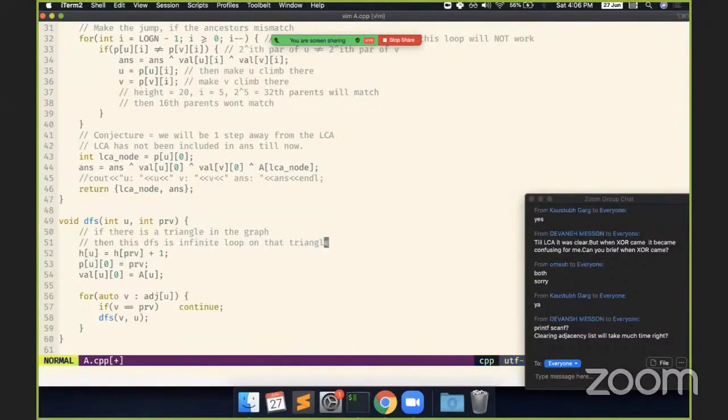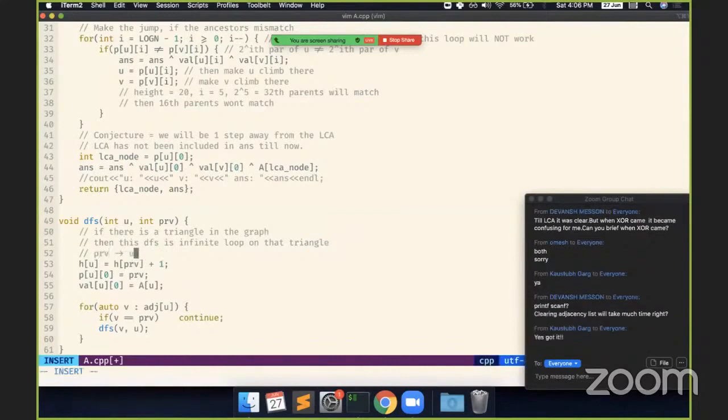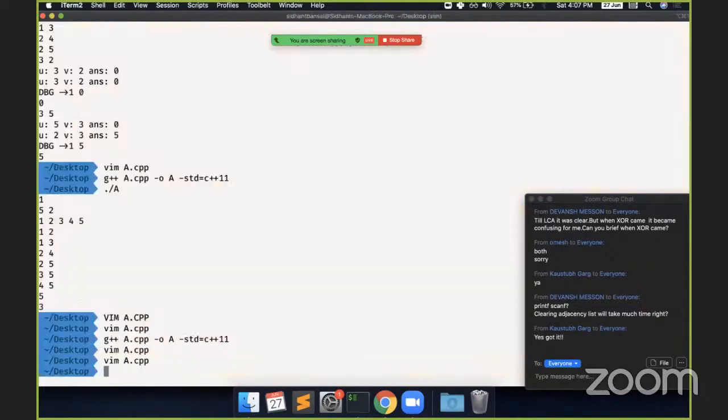I can keep going through that triangle again and again, because, let's say, Prev goes to U, goes to V, goes to Prev. Now U will not go to Prev, but he'll go to V. V will not go to U, but he'll go to Prev, and it'll keep on happening. So probably the TLE came because the DFS was going into an infinite loop.